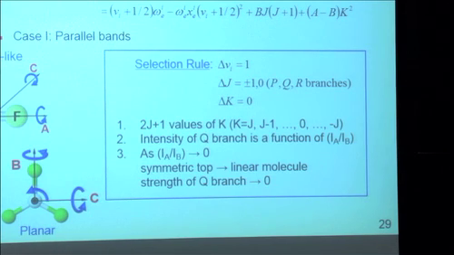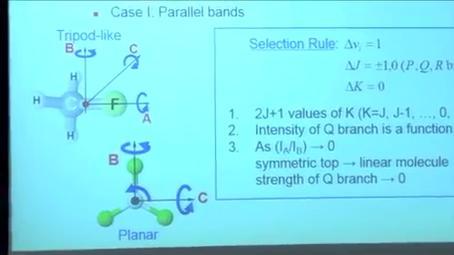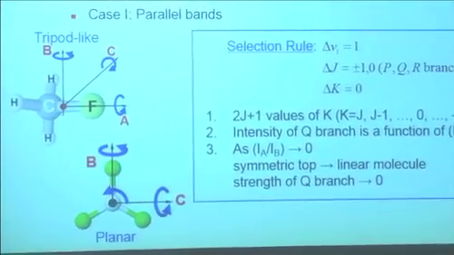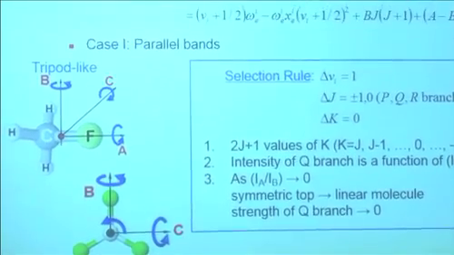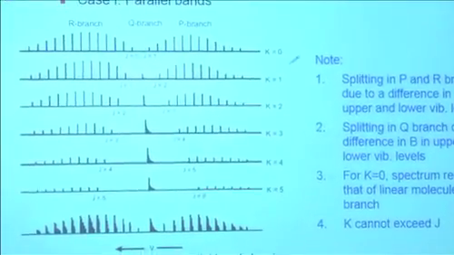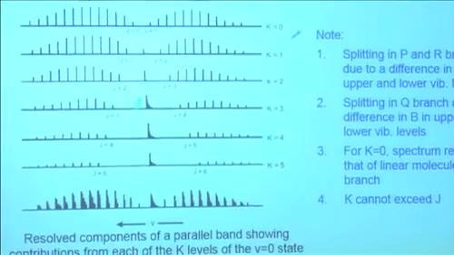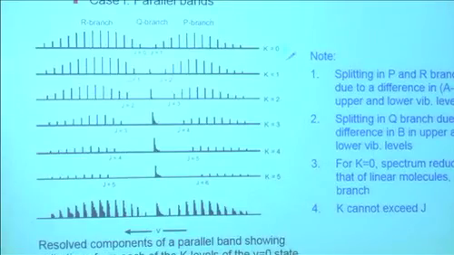Delta K of 0. So when it's a parallel mode, that just means that there's no change in K, and it's like it's not there. So life is the same as it was for the bending mode of the linear for the parallel band of this symmetric top. So it's easy. This is what it looks like. This is an absorption spectrum. And these are the components, the components for different values of K. It's kind of easier to think about.